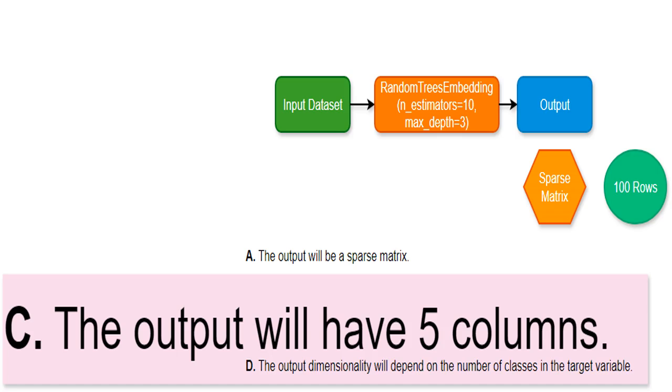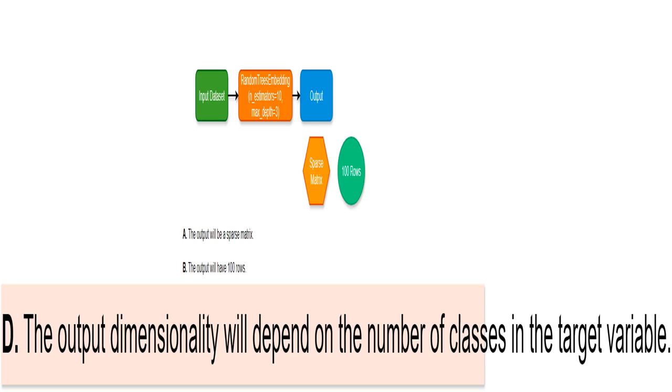I believe this statement is false. The number of columns isn't determined by the original number of features, 5. Instead, it depends on the number of leaf nodes in all the random trees created. That's a much larger number. This is false. RandomTreesEmbedding is unsupervised. It ignores the target variable. The output shape is independent of your classes.